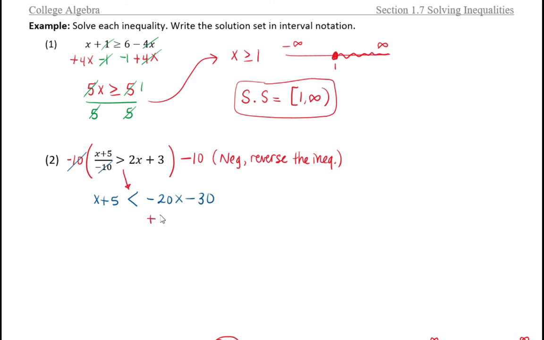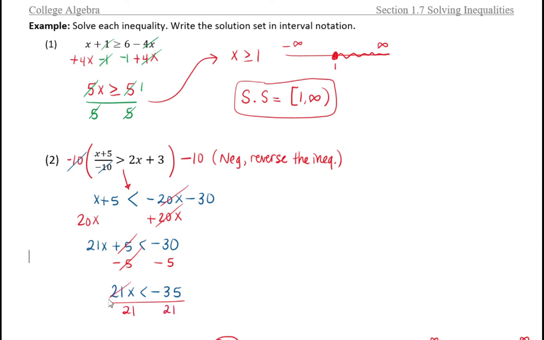So I add 20x to both sides so that these two will cancel. So I have 21x plus 5 is less than -30, and then I subtract 5 from both sides. See, it's the same as solving an equation. So these two cancel, and I got 21x is less than -35, and the final step I divide each term by 21.